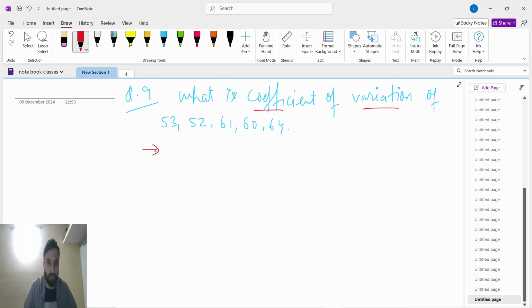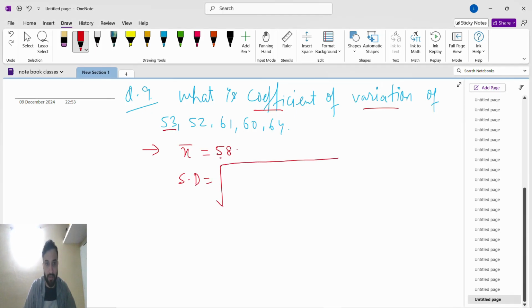First of all, we are going to find the mean. The mean means the sum of observations divided by the total number of observations. So 53 plus 52 plus 61 plus 60 plus 64, you are getting 290, divided by 5. The mean we got is 58. Next we have to find the standard deviation, which we know how to find.